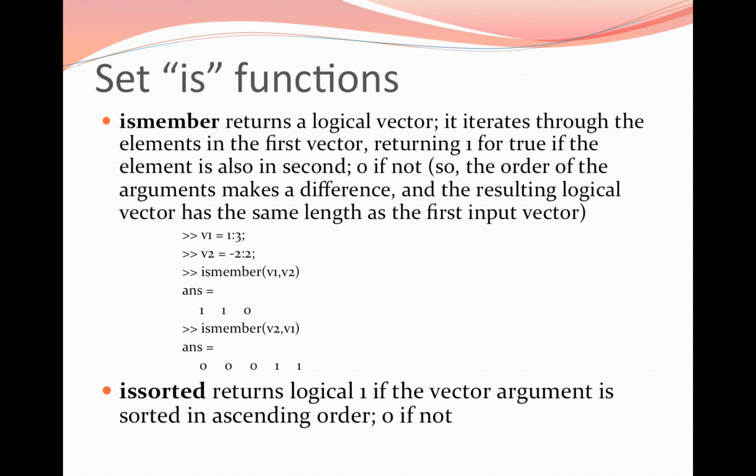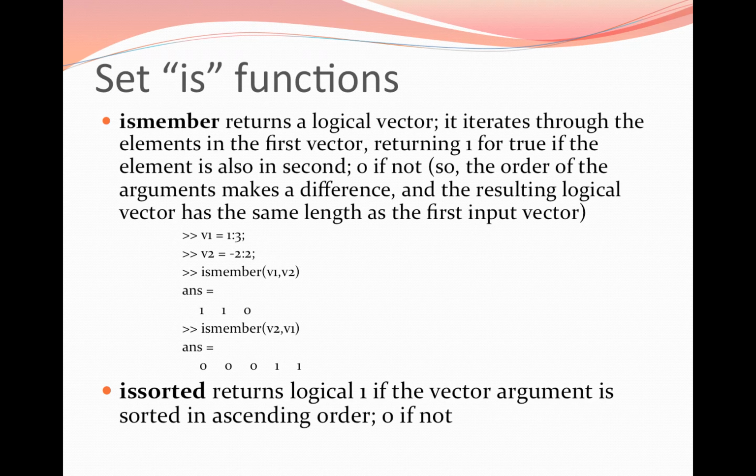There are a couple of set 'is' functions also. ismember returns a logical vector. It iterates through the elements in the first vector, returning 1 for true if the element is also in the second vector, or 0 for false if not. So again, the order of the arguments makes a difference for this particular function, and the resulting logical vector is going to have the same length as the first input vector.